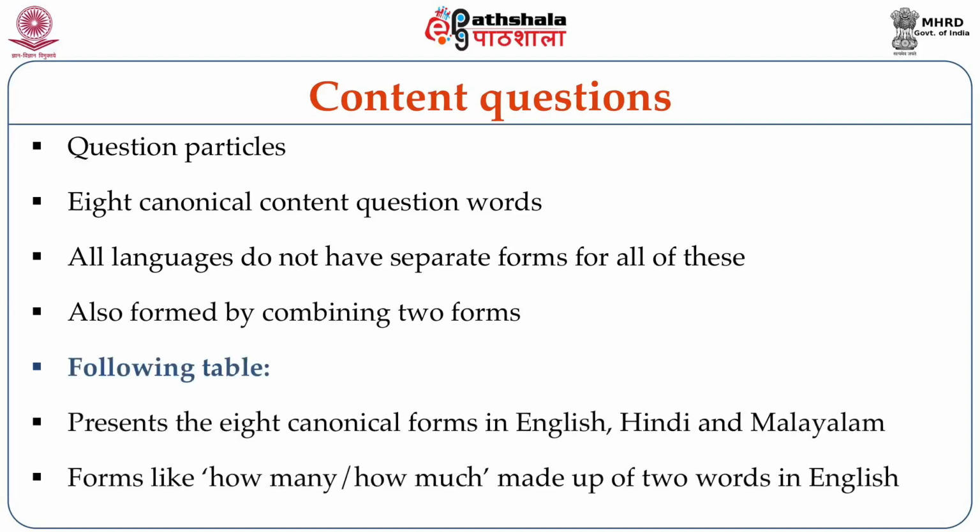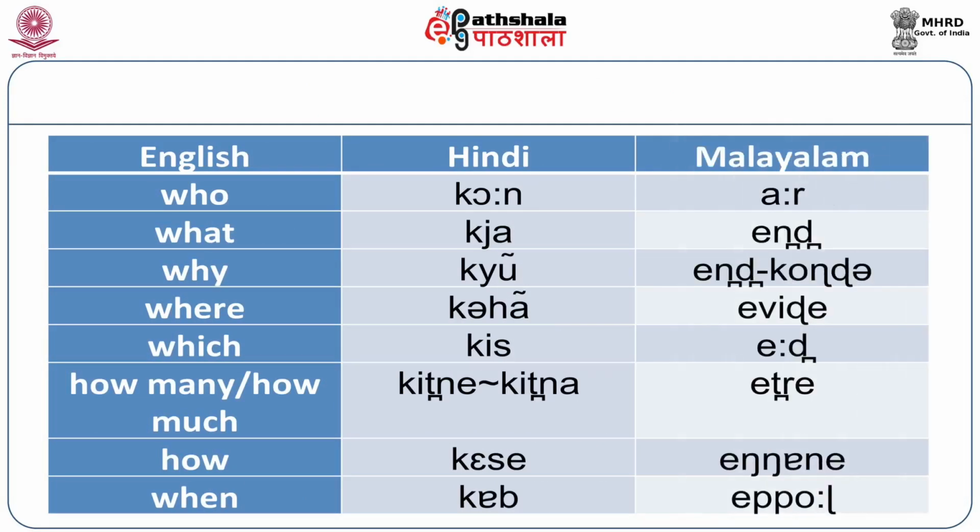Look at the table that appears now on your screen, which lists to you content question words from 3 languages: English, an Indo-Aryan language Hindi, and a Dravidian language Malayalam. As can be noticed, the form how many or how much in English is made up of 2 words, whereas they are formed by a single word in the other two languages in the table. Whereas the word for why, which is a single word in English, is represented as two words in Malayalam.